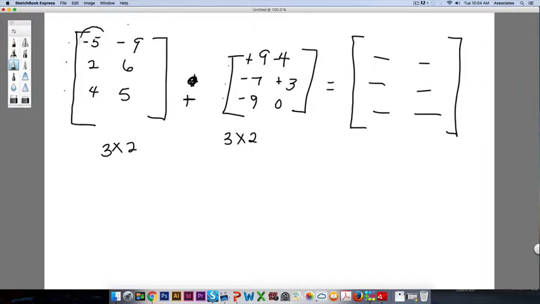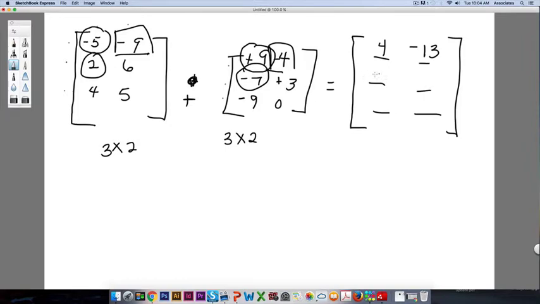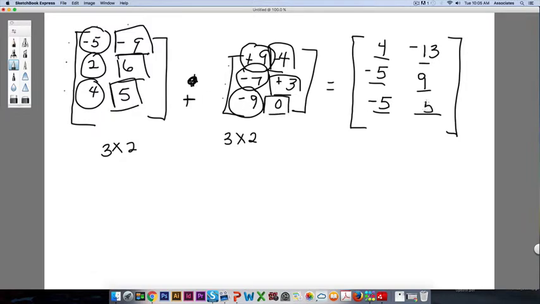So first of all, I add -5 plus +9, and I come up with +4. I add -9 plus -4, and I come up with -13. Next row, I add 2 plus -7 is -5. Notice they're in the same positions. Now I add 6 plus 3, and I come up with the answer of 9. Last row, I have 4 plus -9 gives me -5, and I add 5 plus 0, and that gives me 5. There's my first answer. So we did fine there.